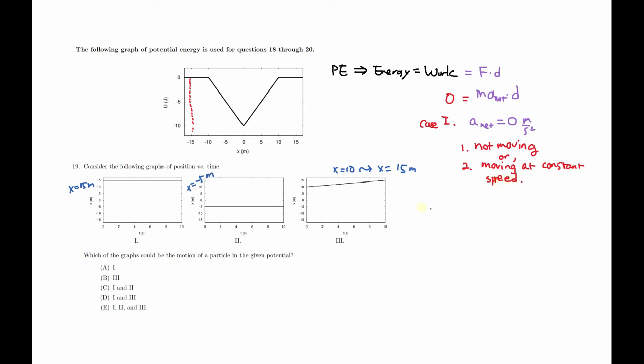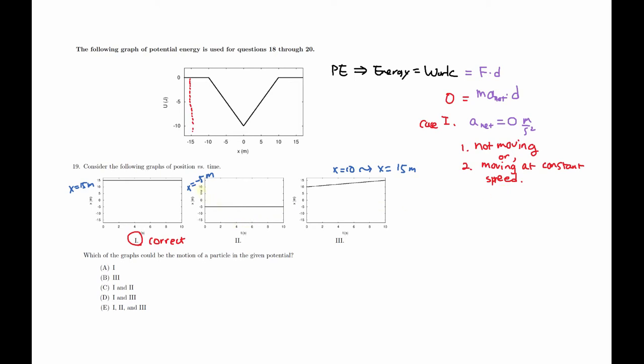Okay, so if you take a look at 1, he's not moving, right? Over time, he's not moving at all. So 1 is correct, because it either describes not moving or moving at constant speed.